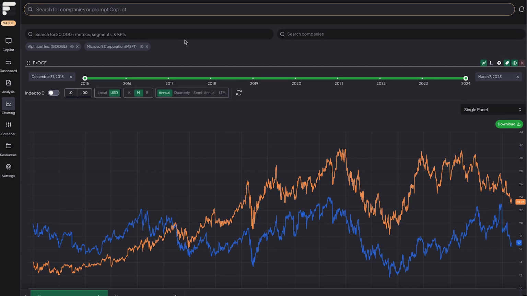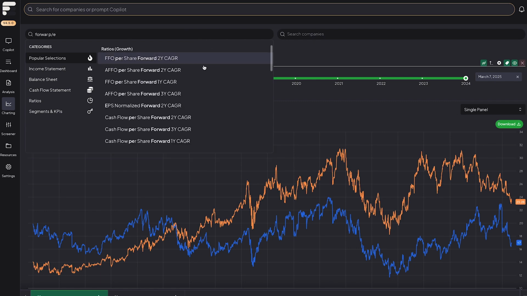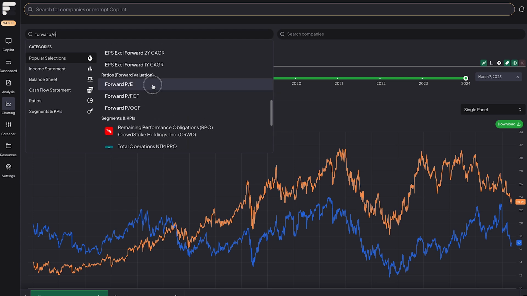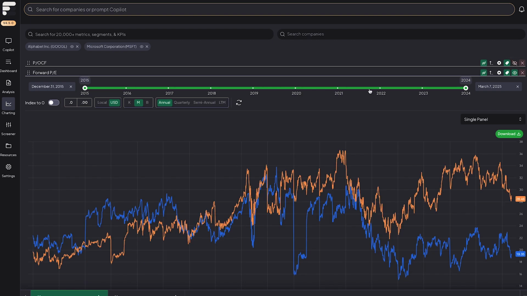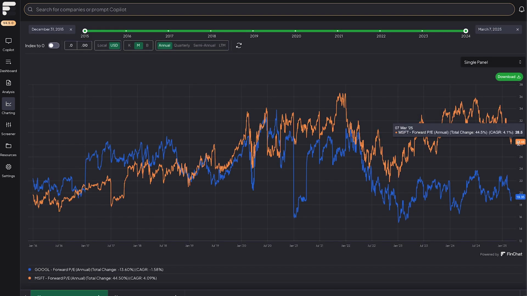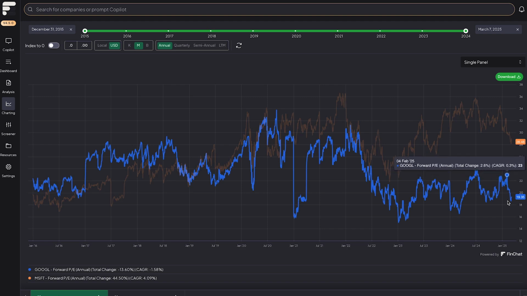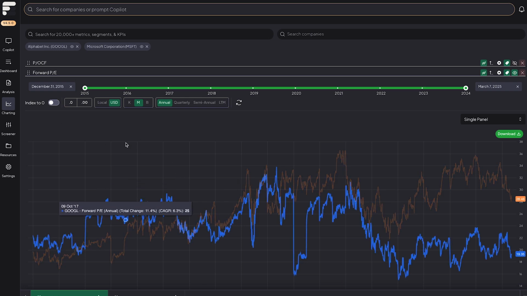And if I want to add forward PE, let's do that as well. So if I hide this, and now I'm looking at the forward PE. Google 19, Microsoft 28. So Google's trading cheaper. So these things, they're very interesting to see. I think it's just very useful. There's many things that you can do to this.